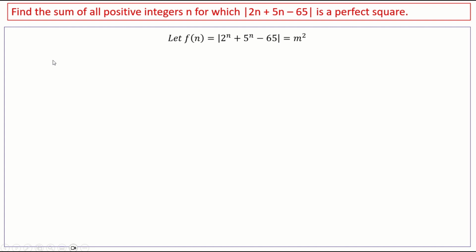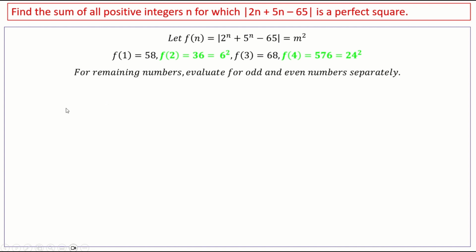That's the question. So let's compute f of a few values. F of 1 is 58. It's not a perfect square. F of 2 is 36. Yes, it's a solution. F of 3 is not. F of 4 is perfect. It's 24 square. So it's a solution. But we cannot continue like this, right? So we need to find a general method. So let's divide into odd and even and try to see if any more solutions will come.